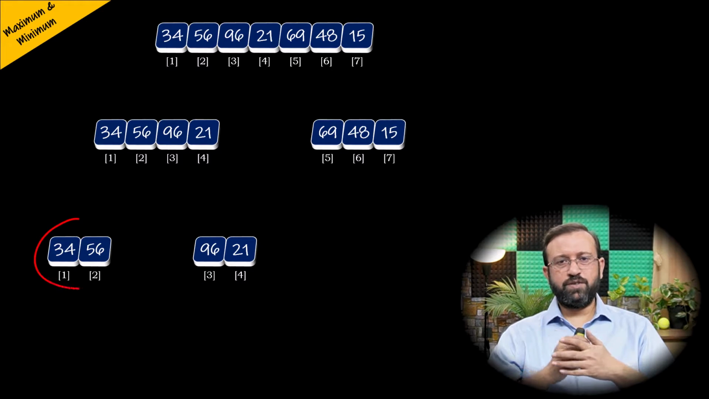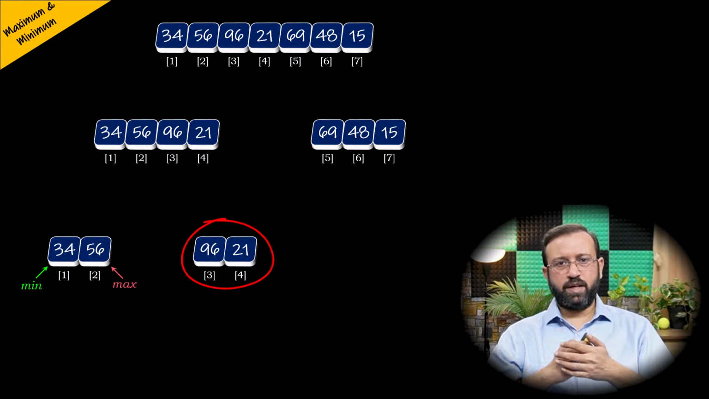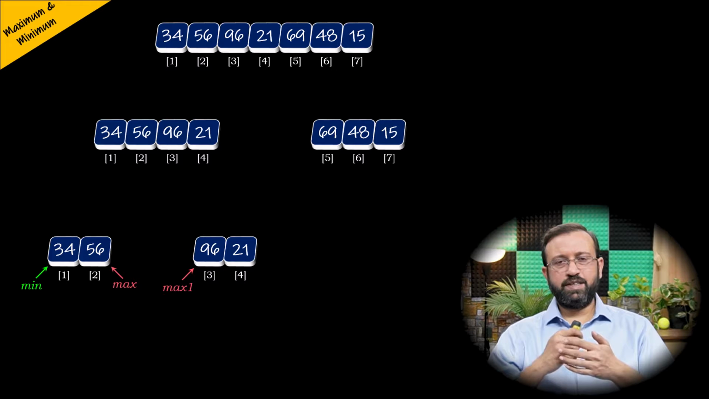So here in the left subarray, we can easily compute element 56 to be maximum. Let us call element 56 as max and element 34, the minimum, as min. In the same way, in the right subarray, we can easily say that element 96 is maximum. Let us call element 96 as max1, and element 21 is minimum. Let us call element 21 as min1.